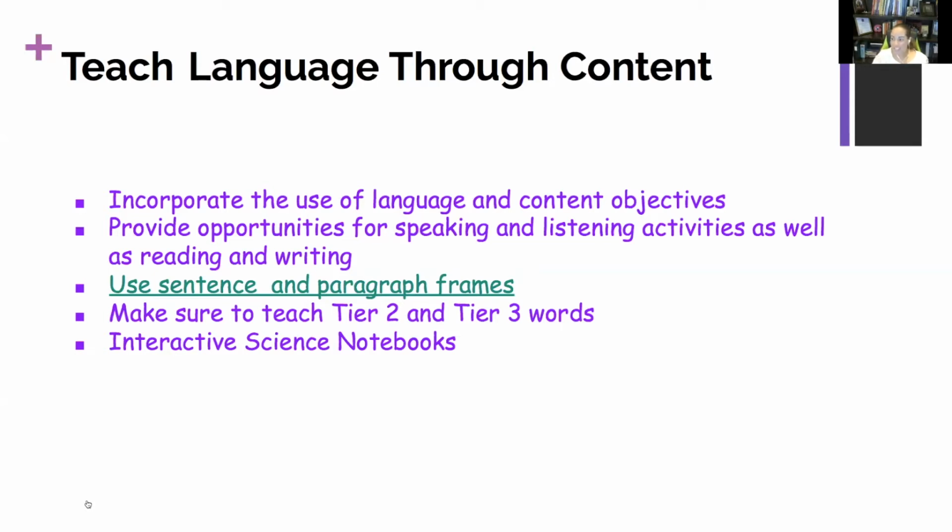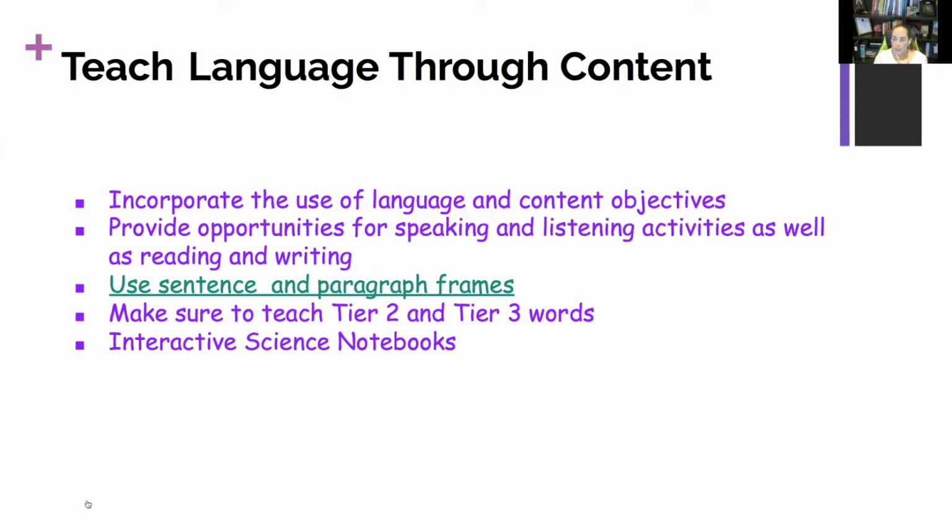There's all four modalities, right? And so we have to ensure that we are teaching this 24/7 to our students. Because if we don't, we're doing a disservice. We're just teaching content, but we're forgetting that content comes through language, okay? So, again, providing opportunities for speaking and listening activities, as well as reading and writing. For science, we tend to do a lot of reading and writing, right? We'll have them jot down or write down, whatever. They'll read. We do that well. But we often forget those speaking and listening activities.